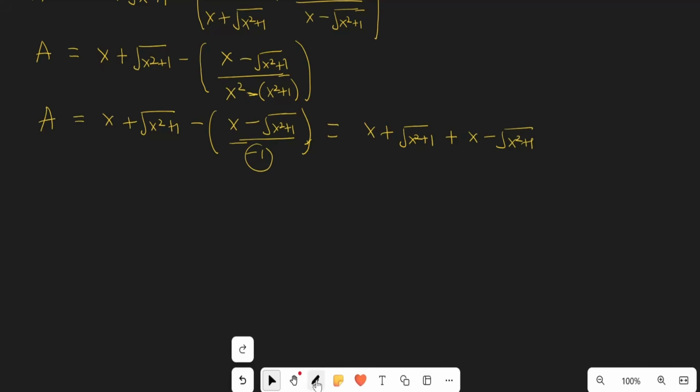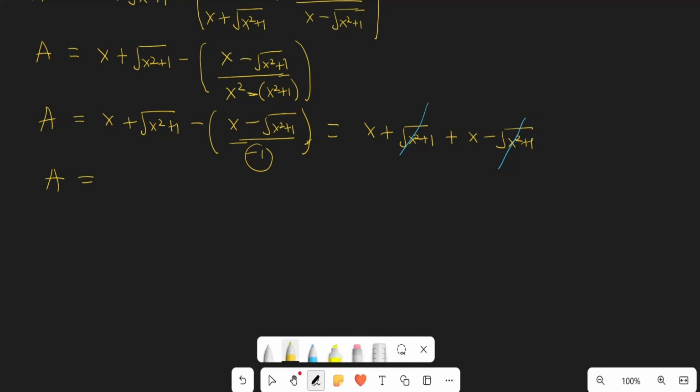Alright, so you see that this and this will cancel out beautifully, and what you are left with is 2x. So A just simplifies to 2x. Cool. Now let's look at B.